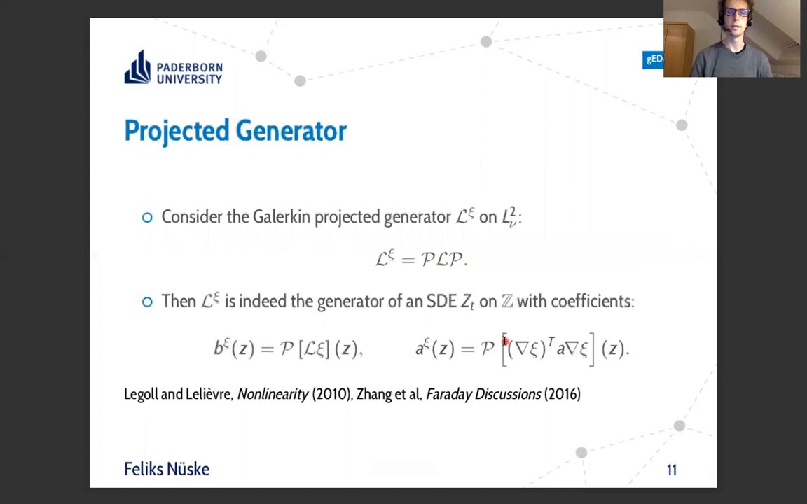Then the key insight from these papers down here is that if we apply this projection operator P to the generator, and this is indeed a projection in the Hilbert space of square integrable functions that we talked about before, then we obtain another operator L xi, and L xi turns out to be, again, the generator of a stochastic differential equation, Z t, on the reduced space. And we can indeed calculate the new drift and the new diffusion on lower dimensional space by means of the projection operator, by means of the coarse-graining function, and by the original generator.